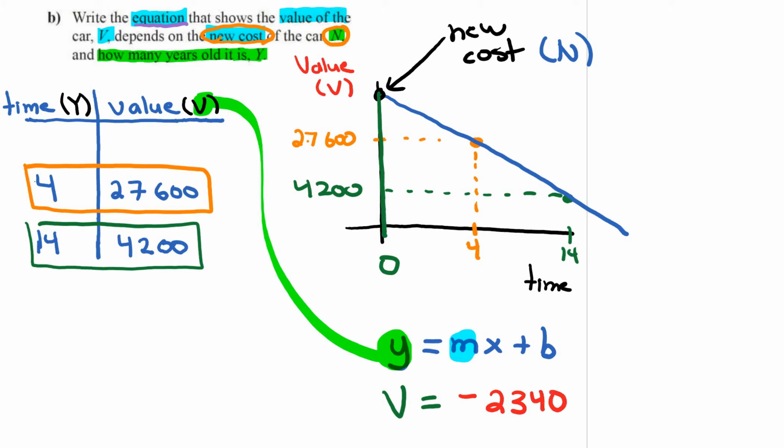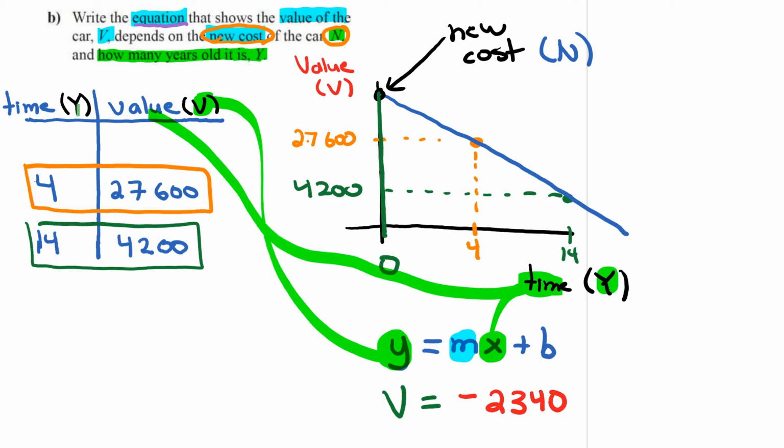Then ask yourself what variable represents the x. So what is x here? Well, x is time, and time is represented by years, right? So this y value, which is like over here, right? So it's going to be v equals negative 2,340 y, and then plus the b.